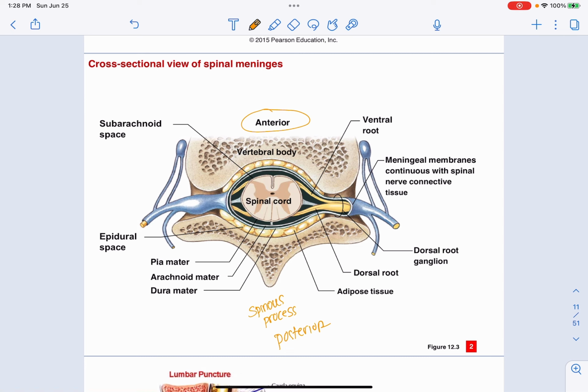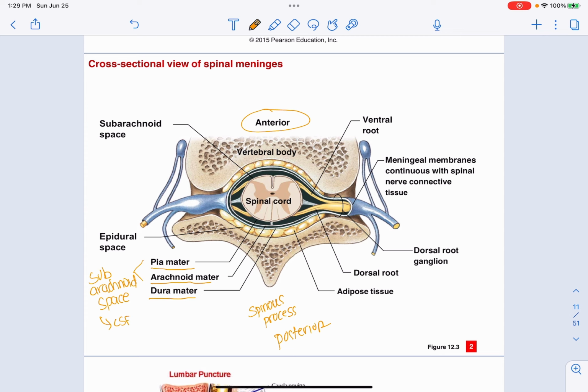All right, so we were just talking, the dura mater is most superficial, okay? Then you have the arachnoid mater, and then you have the pia mater. So we already talked about the subarachnoid space. Subarachnoid, that's one word. Space, right? And in that subarachnoid space is where cerebral spinal fluid is going to be.